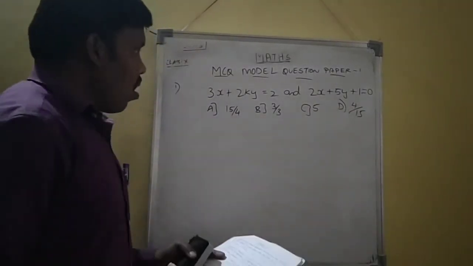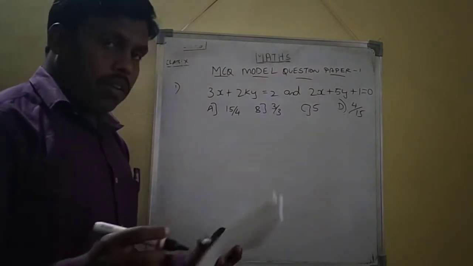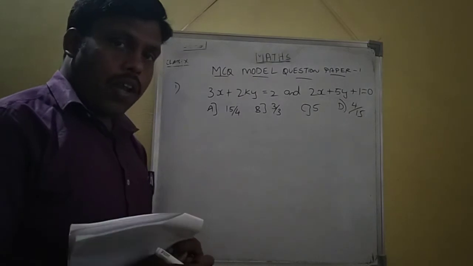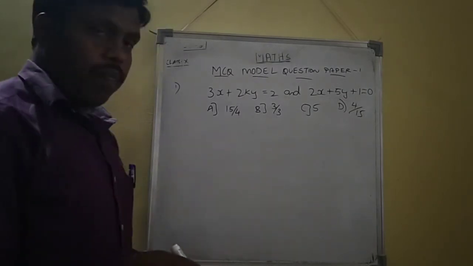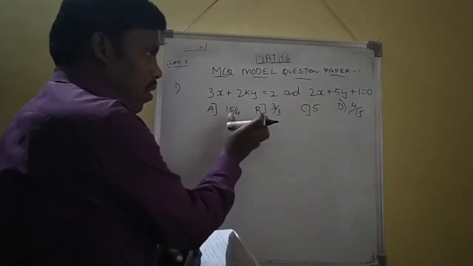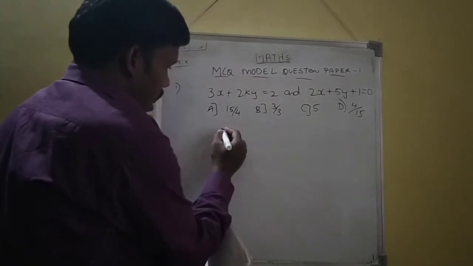So, what will be the answer? Now, first of all, you have to identify from which chapter this is. By this question, you would have come to know this is from the chapter pair of linear equations in two variables. We know what type of solutions we will get depending upon the ratios. Now, we should know the standard form.